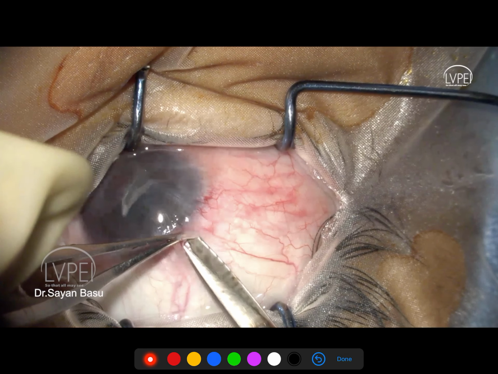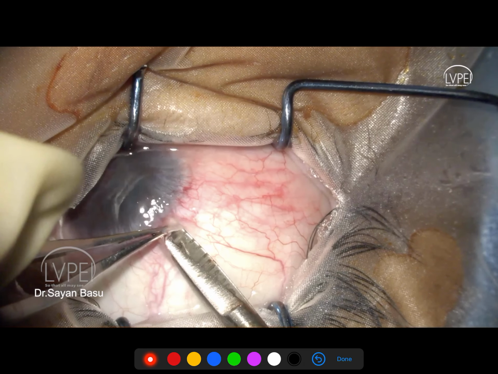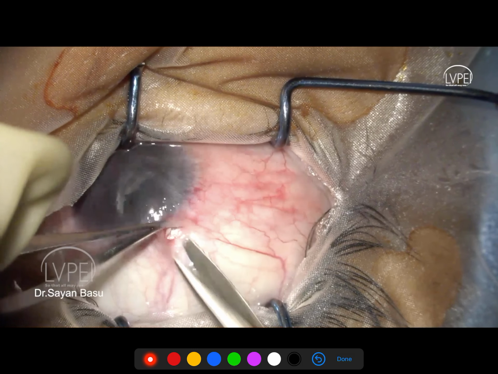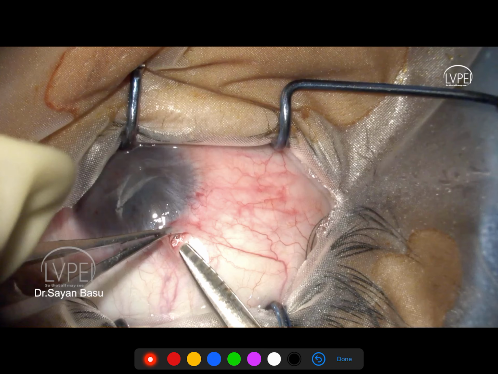I'm going to slowly insert with both blades together so that it makes a blunt spatula. It's like a Dulk scissor, and I'm going to open it up. So I'm creating the space. Here the important difference is that I'm going subtenons. I've cut the conjunctiva and Tenons together. So it's not like when you're taking the biopsy, when I'm going in between the conjunctiva and the Tenons. Here I'm going beneath the Tenons, and this is again a very important differentiation.